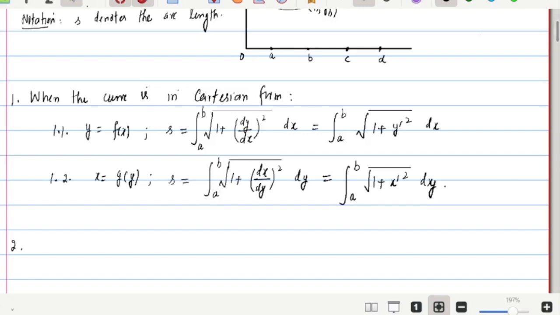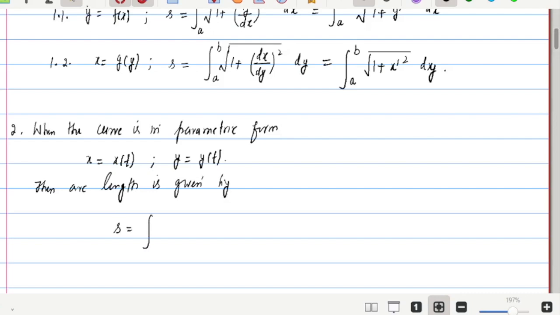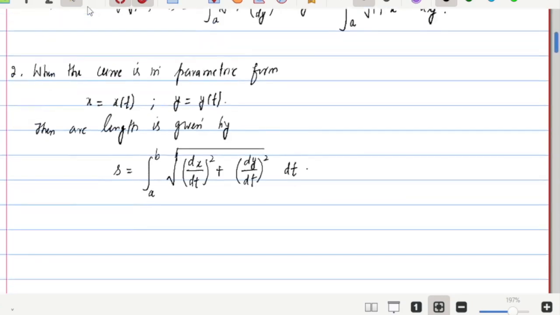Now similarly, when we take the second form, when the curve is in parametric form, तो इस केस में our given curve will be of this form, x is equal to x of t, y is equal to y of t. तो इस केस में arc length is given by, again denoted by s, and this is defined as integral between the points a to b, of square root of dx by dt whole square plus dy by dt whole square. Then we integrate this expression with respect to t. So this is how we define the arc length when the curve is in parametric form.